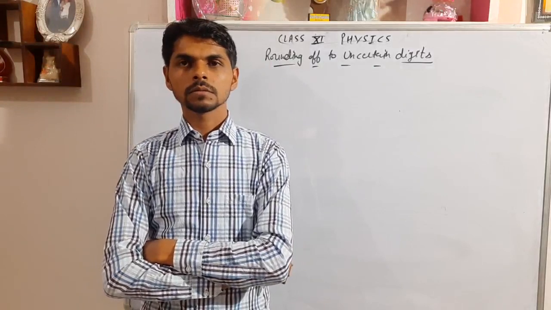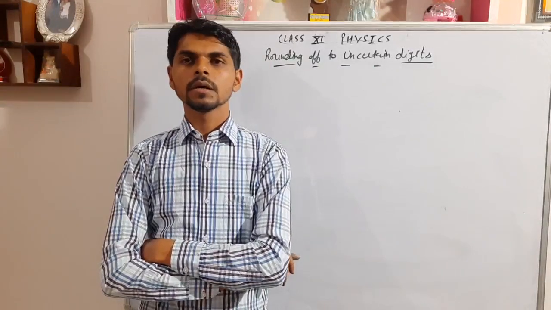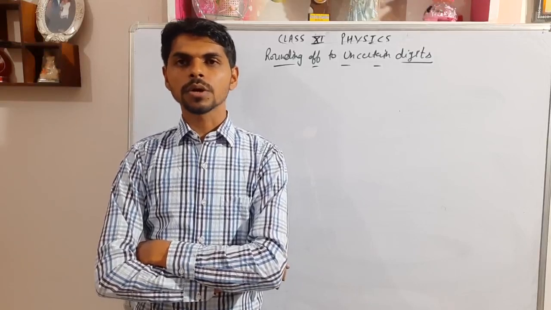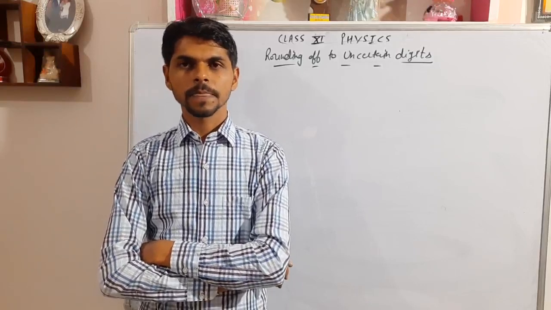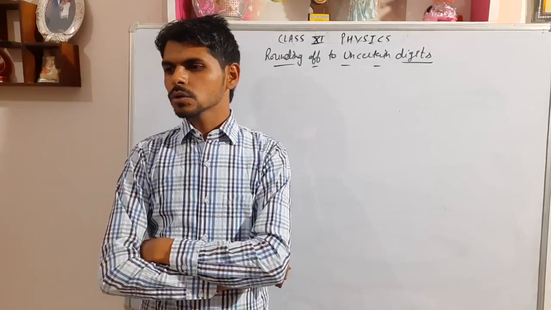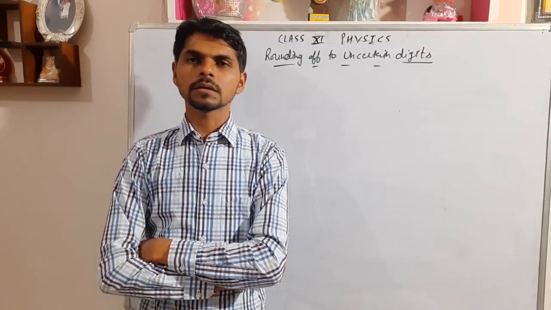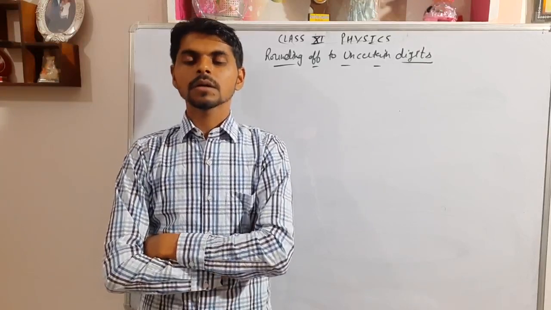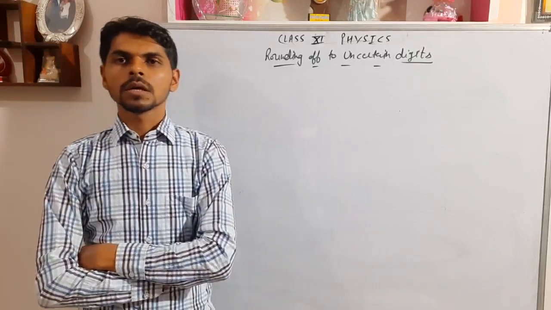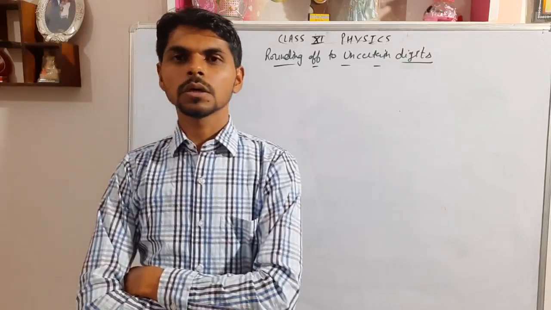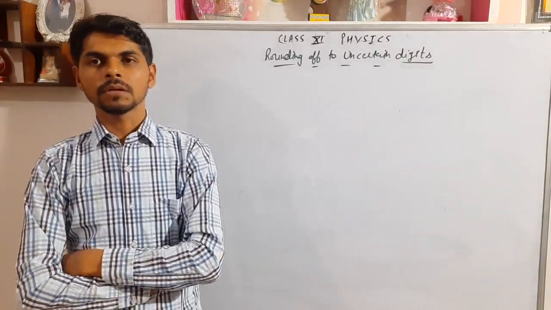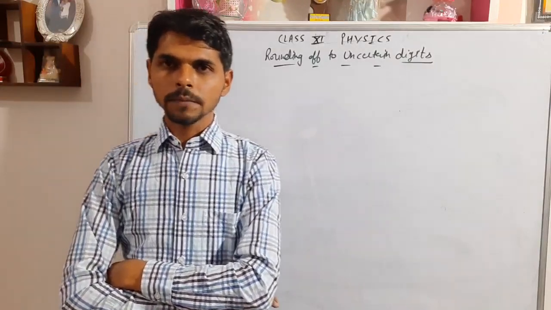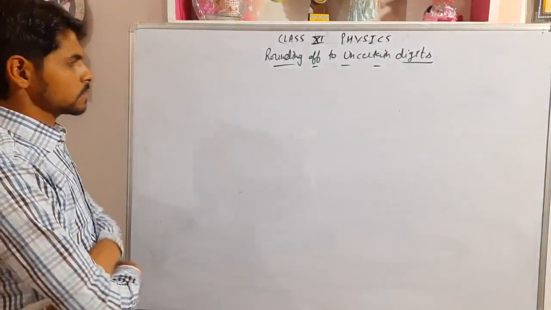Today we are going to study the next topic based on significant figures, that is rounding off to uncertain digits. Till date, you studied rounding off up to class 10th, but that was only a little bit. Now you are going to learn rounding off at a higher level. So there are some rules of rounding off. What are they? Let us discuss.